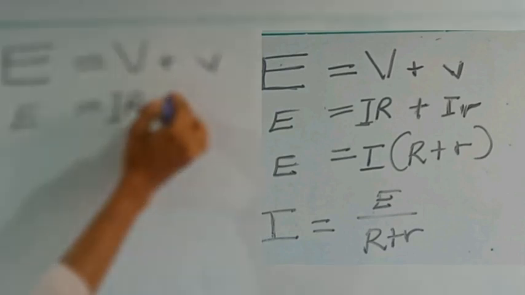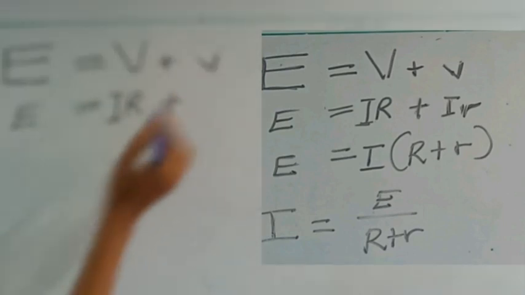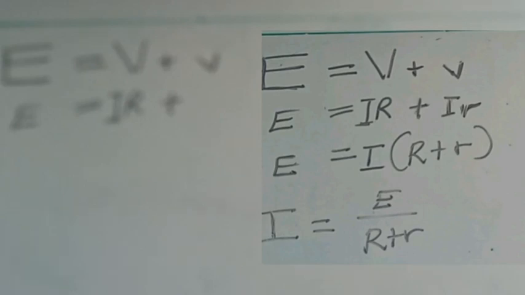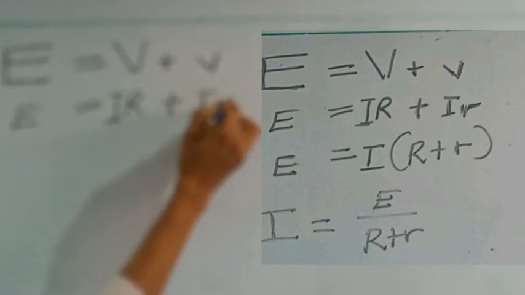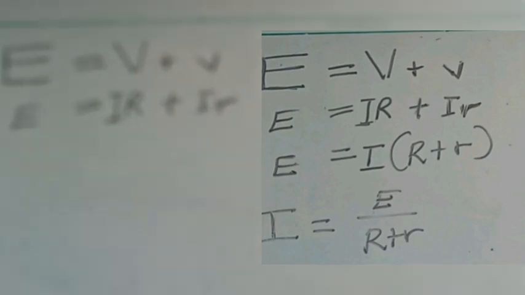Then the lost volts, that's this small letter v. The lost volts is the potential difference across the internal resistance. That is why it's equal to Ir. This small letter r is the internal resistance. So lost volt is the potential difference across the internal resistance.